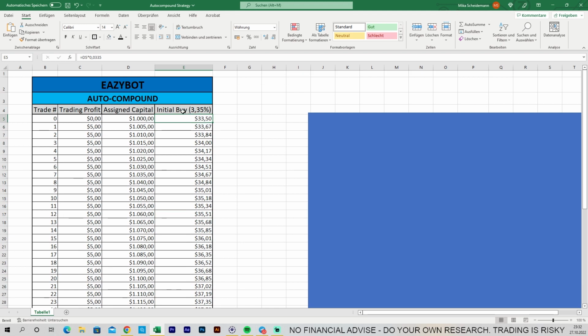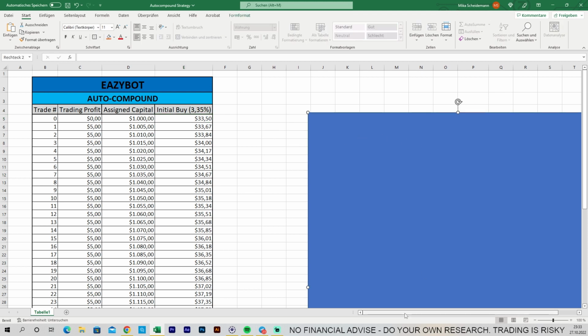This is very powerful because the EasyBot does not compound every week, every month, or every year. It compounds on every single profitable trade. You might have 6 profitable trades in a single day, so you compound 6 times that day. You understand? This is what makes the auto compound so powerful. So in the long run, this really helps us generate much more income.